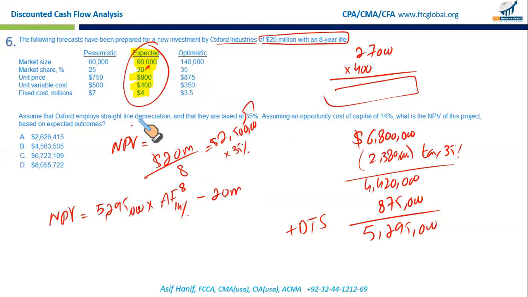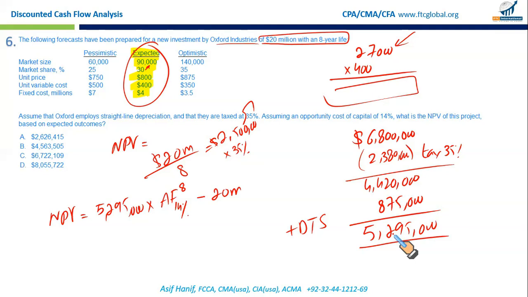Nothing. So, just a quick review: 90,000 the market size, 30% belongs to us, 27,000 units we can sell every year. Unit sells for 800, variable cost is 400, so contribution is 400. So we get the total contribution. From this, we deduct the fixed cost. This is your before tax cash profit. You pay tax on this, you get after tax cash profit. And to this after tax cash profit, you add the depreciation tax shield, which is simply depreciation amount 20 by 8, 2.5 million times tax rate, 875,000. So this is the after tax cash flow that you should consider in computation.